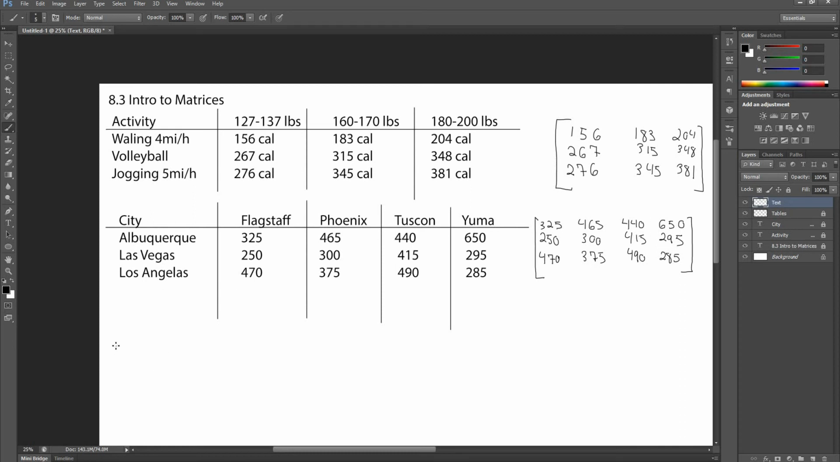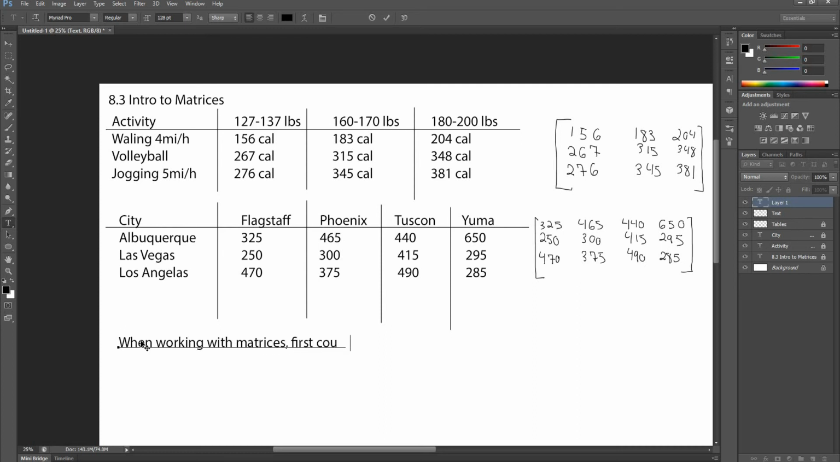When working with matrices, we count rows. I'm actually going to try something new. Not really new, but just smarter. I'm going to start actually typing this out. So when working with matrices, we first count the number of rows, then the number of columns.